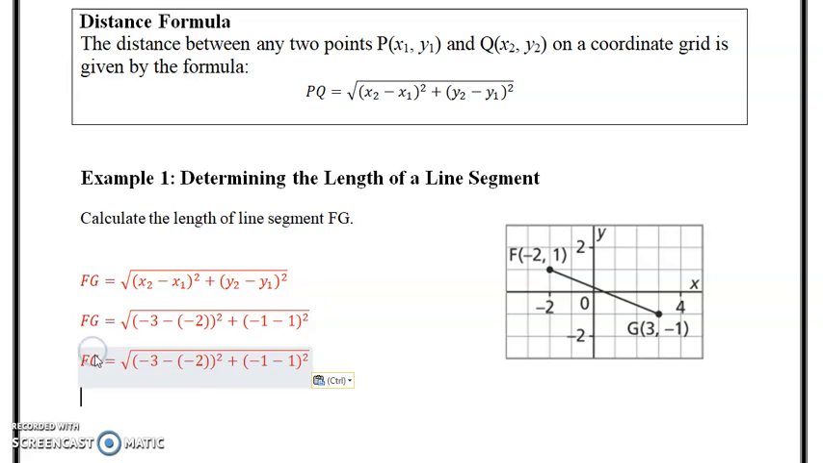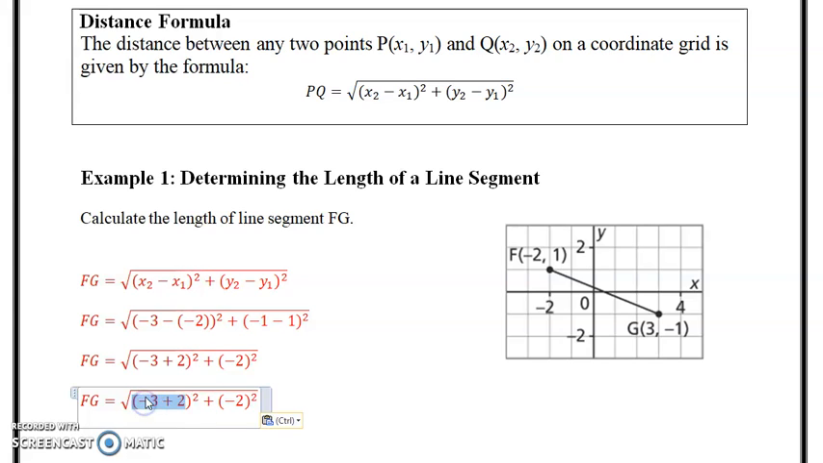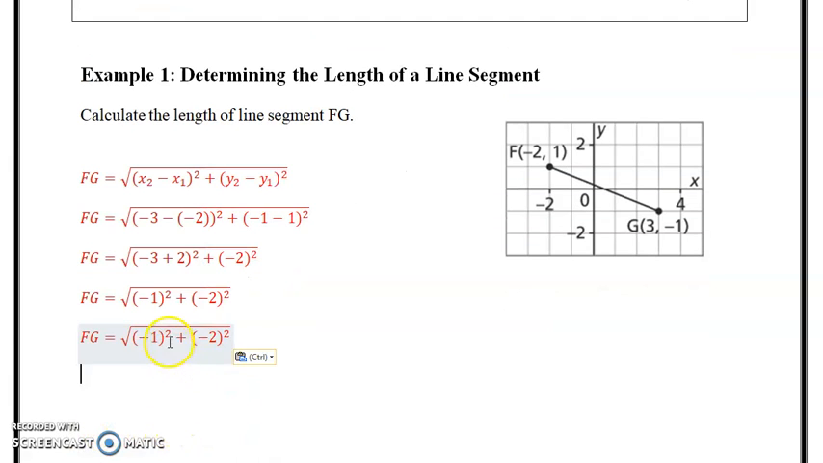We'll simplify that. Negative 3 subtract a negative 2 is actually going to be negative 3 plus 2. Negative 1 subtract 1 would be negative 2. Continue to simplify. So negative 3 plus 2 would actually be negative 1 squared. And then negative 2 squared. You can do that now if you want, or later. So that would give you 1, and that would give you 4.